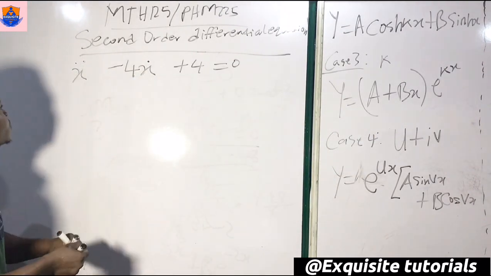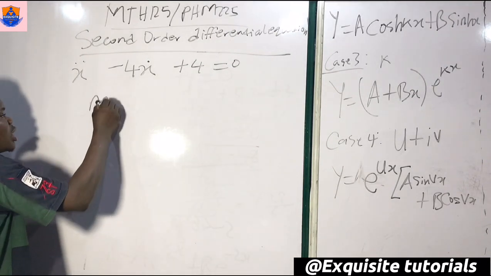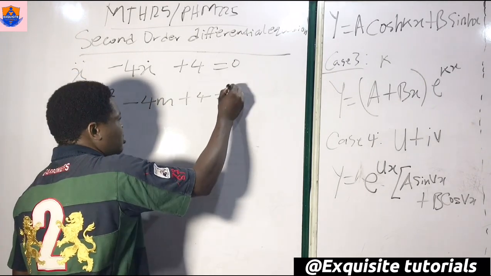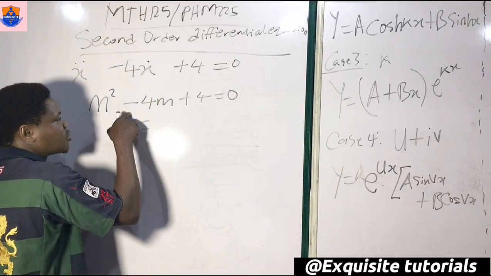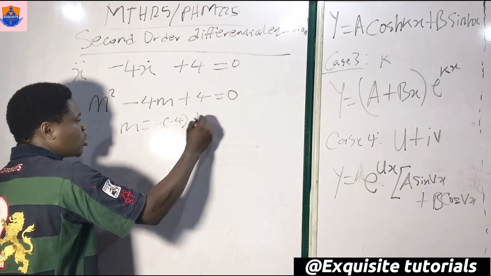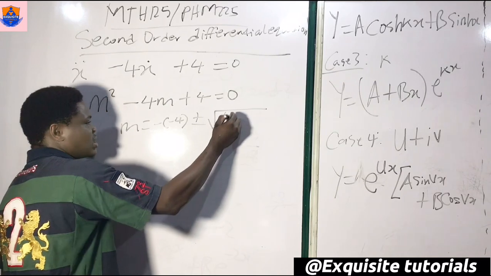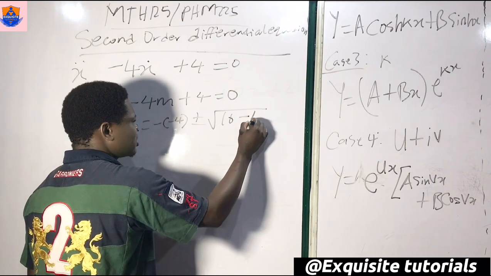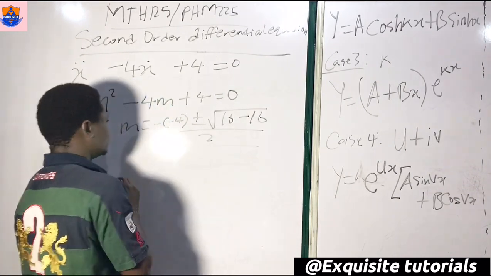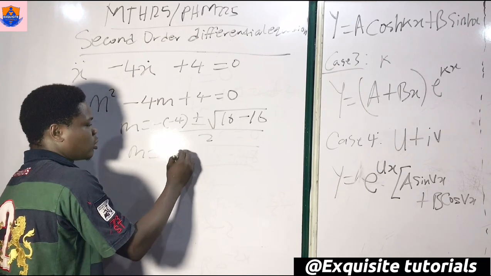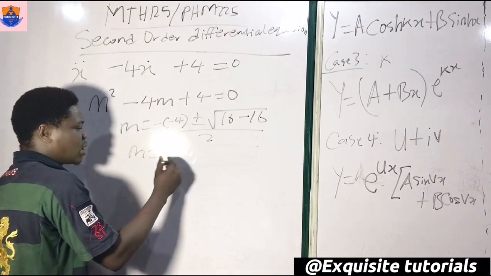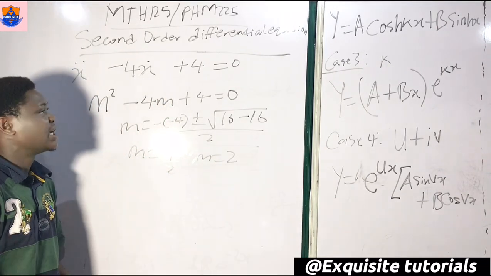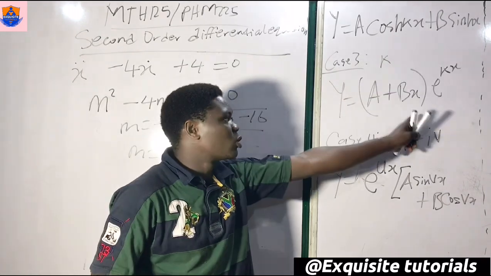So our auxiliary equation here is m squared minus 4m plus 4 equals 0. Now our m becomes minus b, that's minus 4, plus or minus square root of b squared, which is 16, minus 4 times ac, that's 16, all over 2a. So our m is 4 plus or minus 16 minus 16 is 0, so that part is out. So it means that we got 2 twice, and I said anytime you get one value twice, this becomes the general solution.